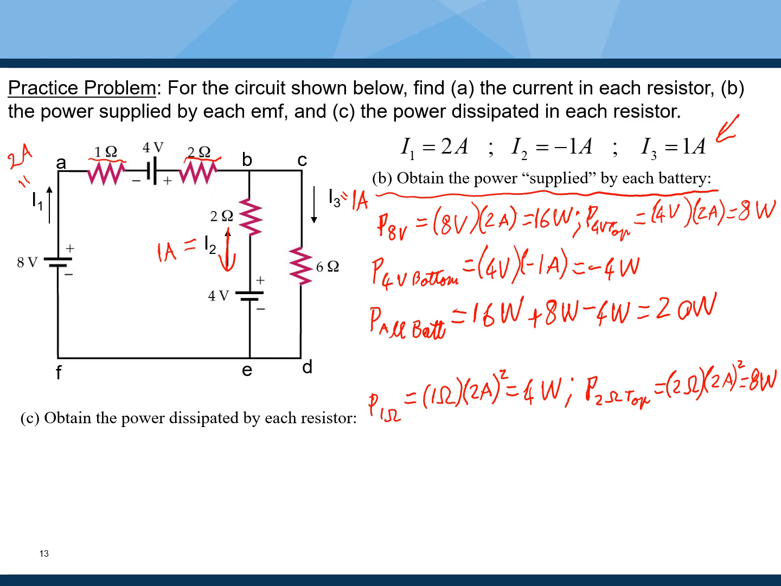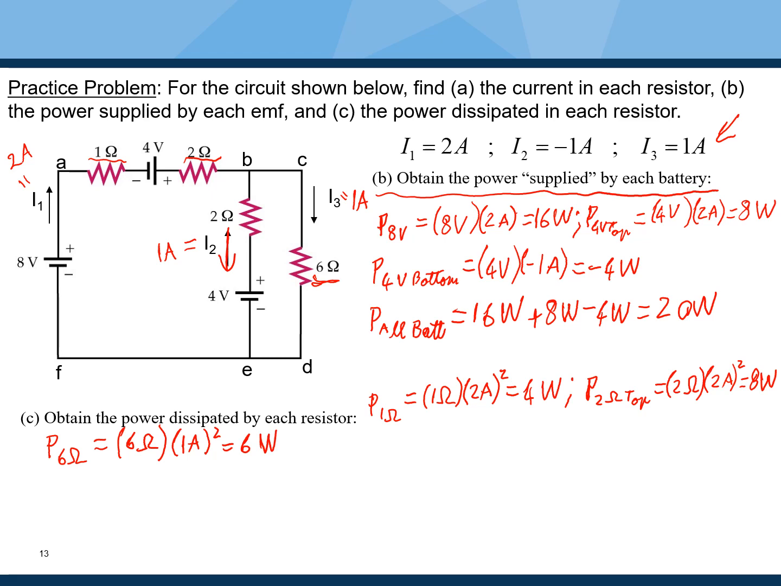Then we focus on the 6 ohm resistor on the right of this circuit. So the power dissipated by the 6 ohm resistor, and that resistor is unique, so we don't have to be specific about anything, is equal to its resistance, which is 6 ohms, times the current flowing through it squared, which is just 1 amp squared. So that's equal to 6 watts of power from that resistor.